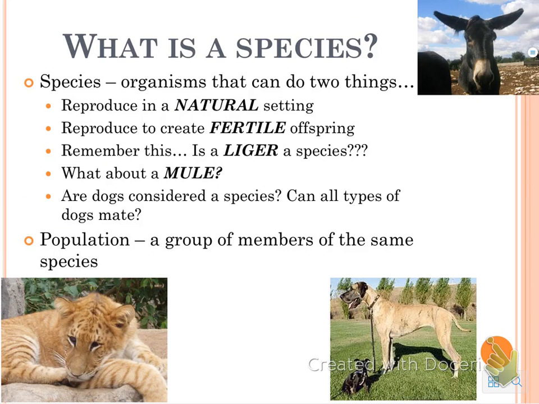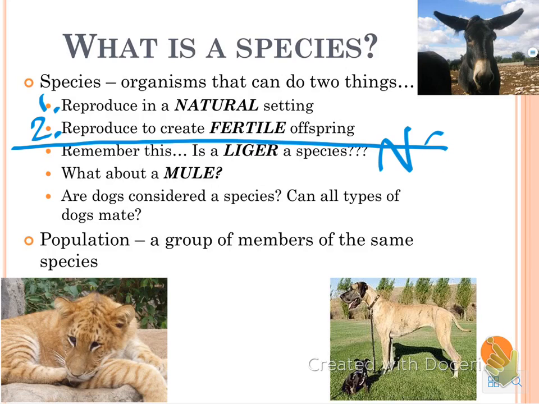All right, so what is a species? This should be review for you. A species is organisms that can do two things. One, reproduce in a natural setting, and two, reproduce to create fertile offspring. Those are the two most important things. So remember this, a liger is not a species. A mule, nope, not a species either, because they are sterile. They can't reproduce to produce more offspring.